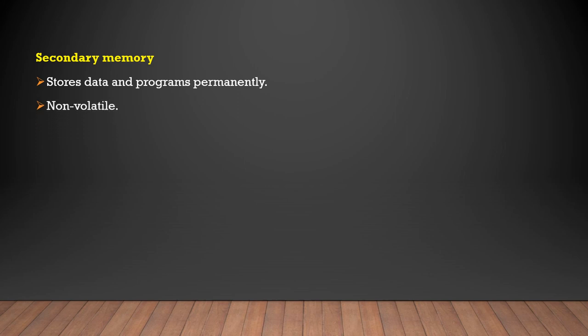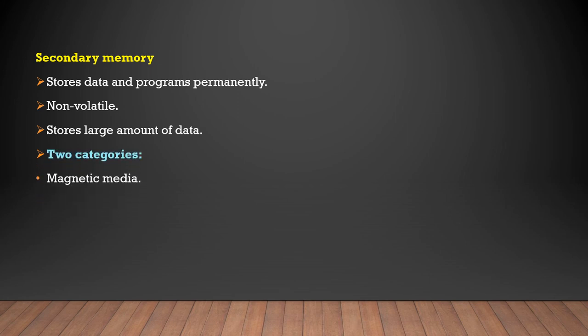Next is secondary memory. Since the computer's primary memory is temporary, secondary memory devices are used to store data and programs permanently for later use. The secondary memory is non-volatile. Primary memory has a limited storage capacity, so secondary memory devices are used to store large amount of data. There are various types of secondary storage devices. This storage media can be broadly divided into 2 categories. First is the magnetic media and next is the optical media.